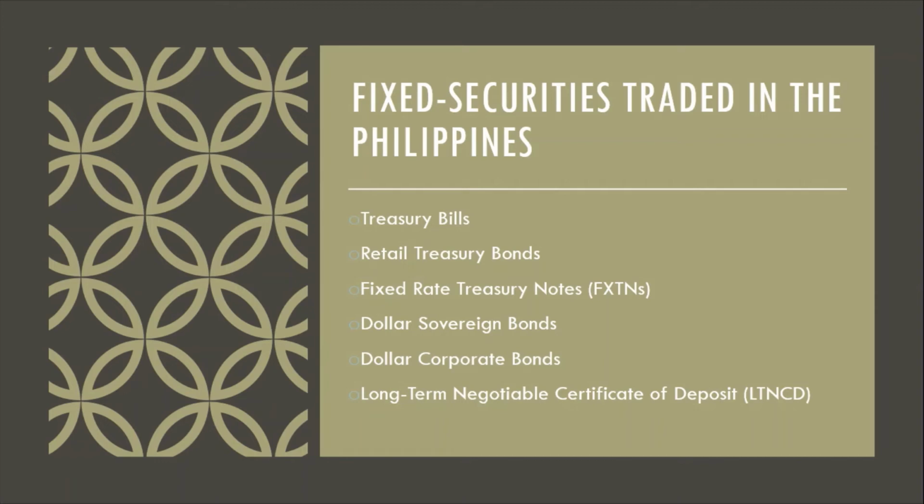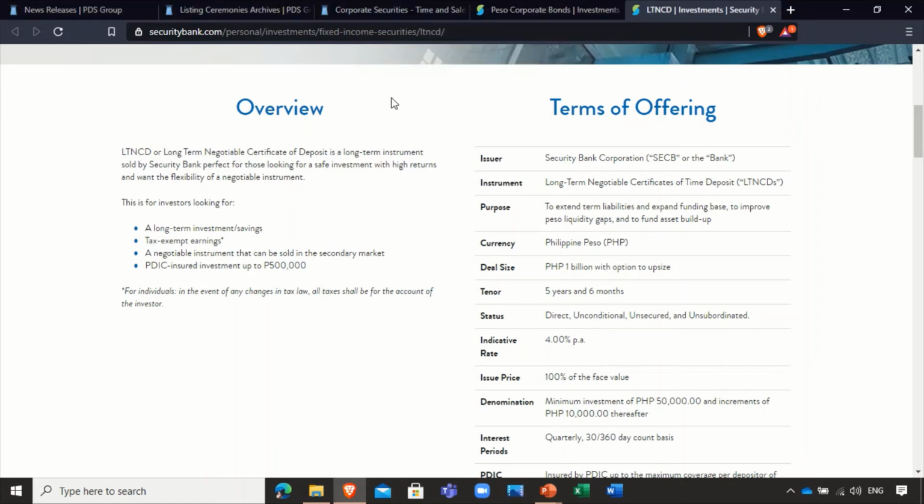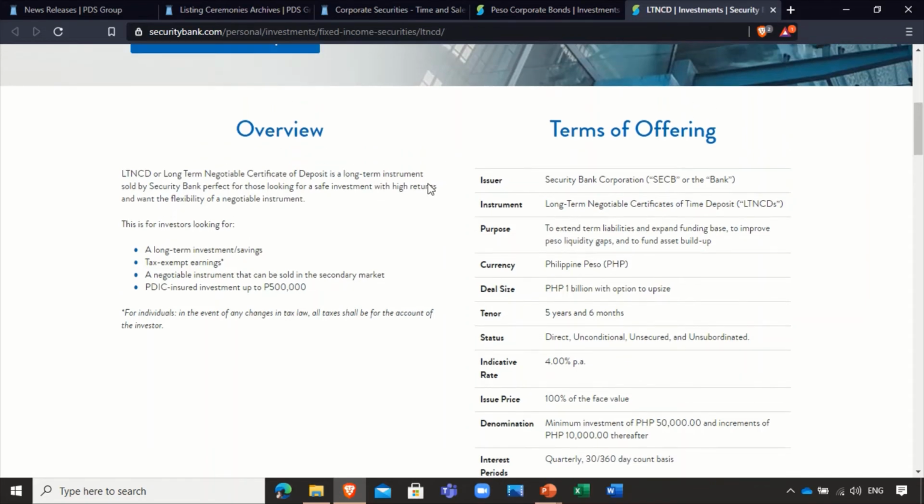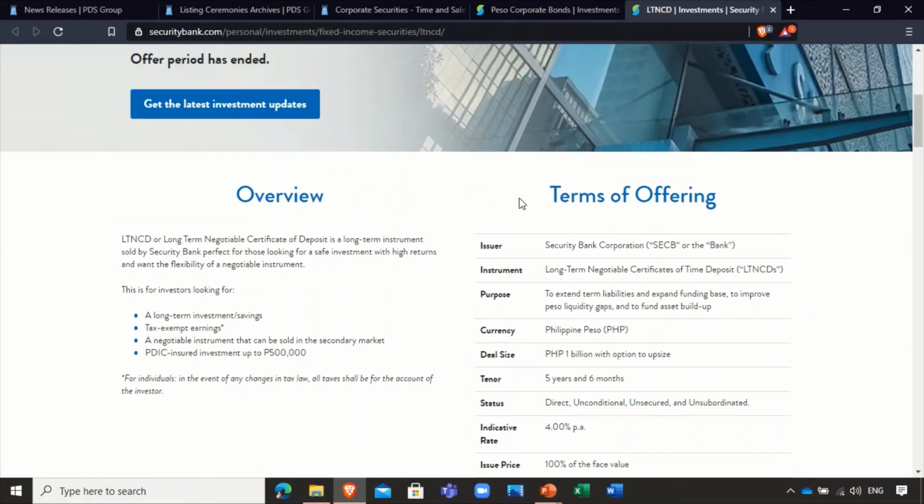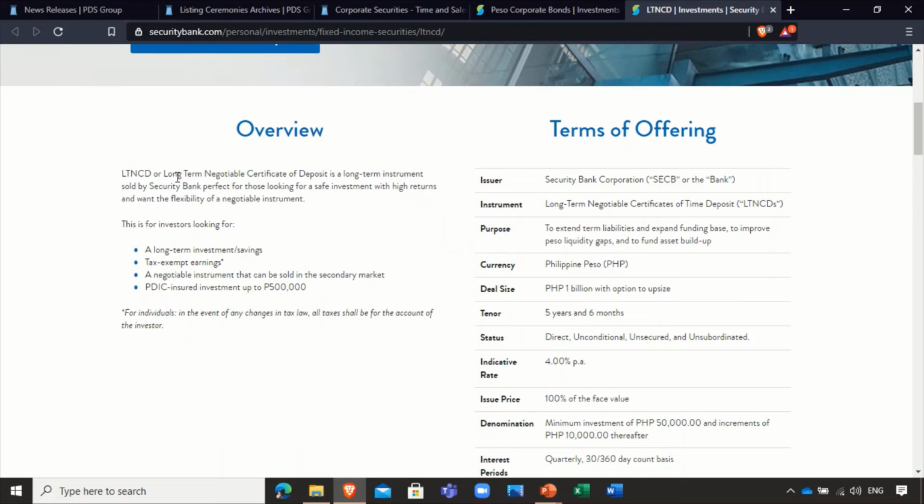Okay, to give you an idea how long-term negotiable certificate of deposit is, let me share with you yung website ng Security Bank. So, ayan, nandito na tayo sa website ng Security Bank kasi baka sabihin nyo palaging Metro Bank ang ini-endorse ko. I've just seen it dito sa kanilang website, which is securitybank.com. So, LTNCD or Long-Term Negotiable Certificate of Deposit is a long-term instrument sold by Security Bank.